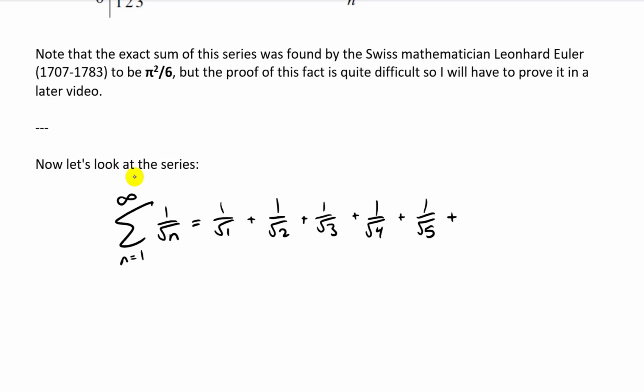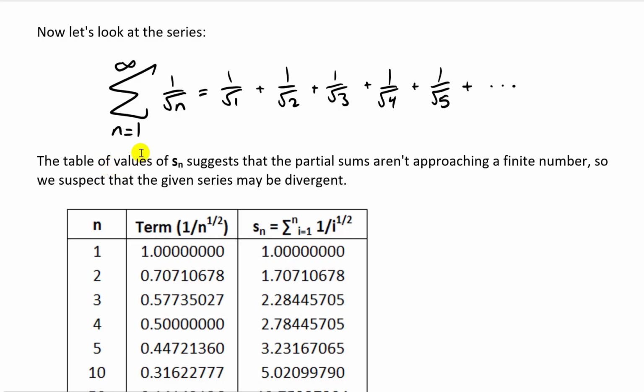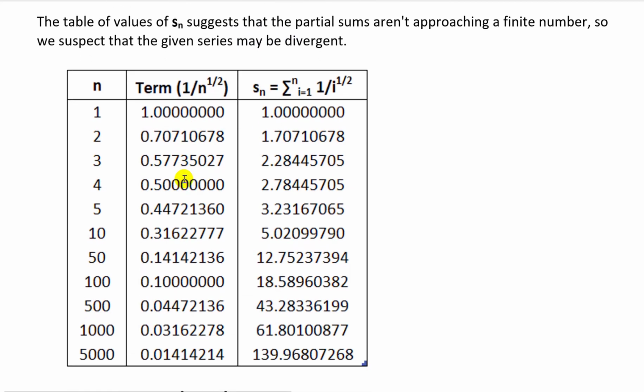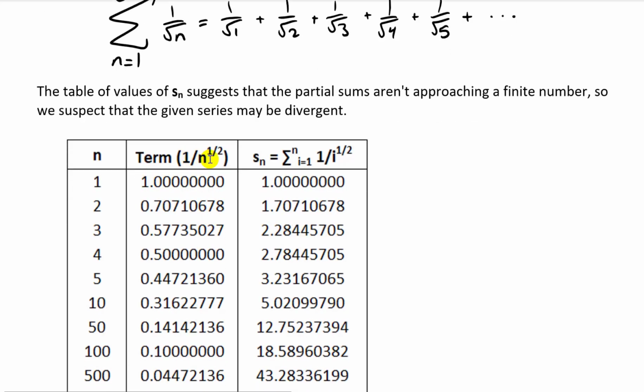The table of values of Sn, the partial sums of these, suggests that the partial sums aren't approaching a finite number, so we suspect that the given series may be divergent. This table is again from that same Excel sheet. Here are the terms from 1 all the way to 5,000, and here's the term 1 over square root n, or n to the power of 1/2, same thing. So 1 over square root 1 is 1, and so on. Here's 0.707 for square root 2. And here are the partial sums where we add these up.